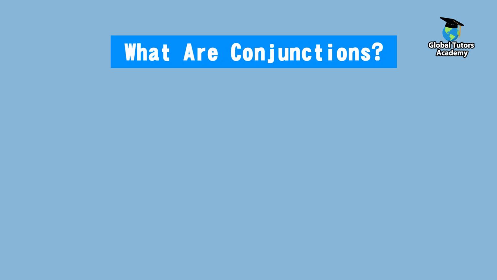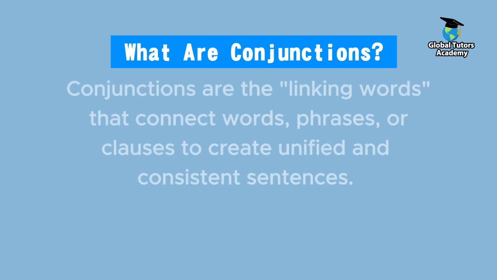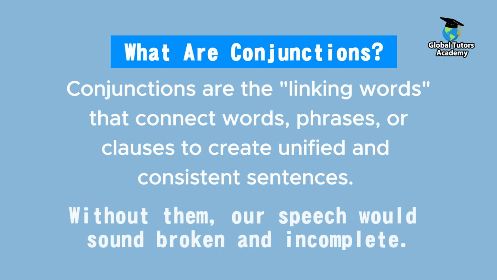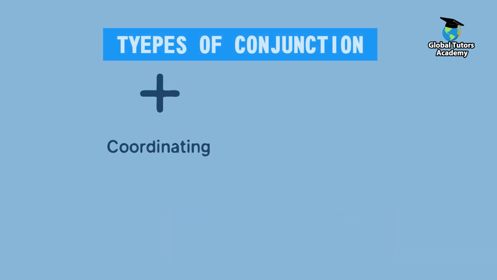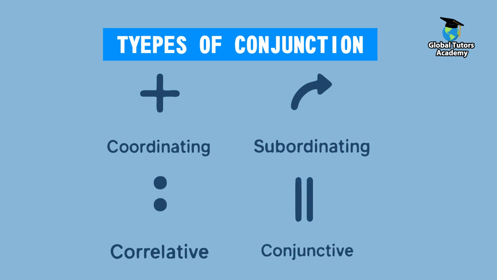First, what are conjunctions? Conjunctions are the linking words that connect words, phrases, or clauses to create unified and consistent sentences. Without them, our speech would sound broken and incomplete. There are 4 distinct types, each with a specific role in sentence construction.